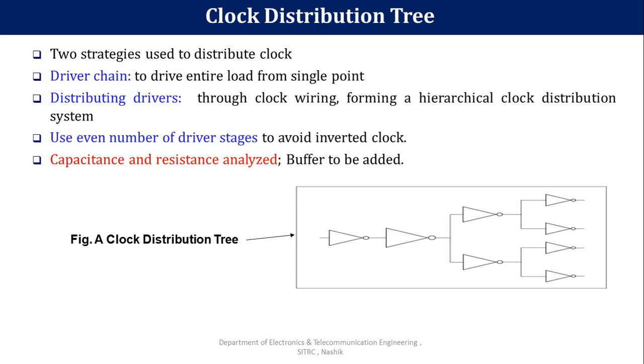Means distribution of drivers in a similar way. Drivers should be distributed through where the clock wiring is, and they form one hierarchical clock distribution network. Here in the given diagram you can observe how the drivers are distributed from a single point to another point, then again from 2 points to 4. It is a 1:2, 2:4 network.